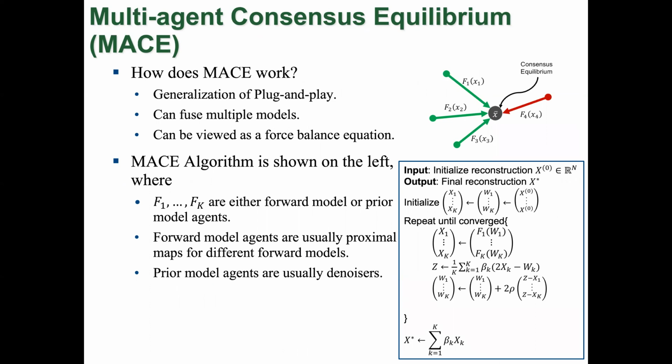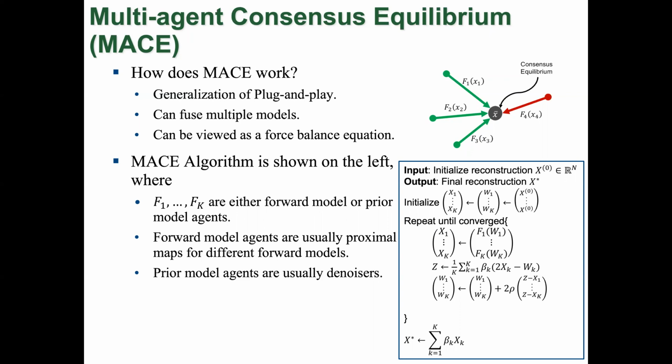At this point, please allow me to take a slight detour and talk about MACE, because we're also going to use MACE later in another example. So MACE is a generalization of the plug-and-play framework. We can view plug-and-play as a force balancing system between two agents. One agent is the prior proximal map, and the other agent is the sensor proximal map. Plug-and-play then tries to reach an equilibrium point that balances out the tension between the two agents.